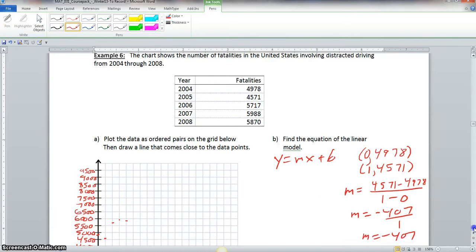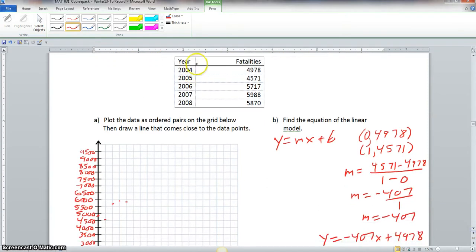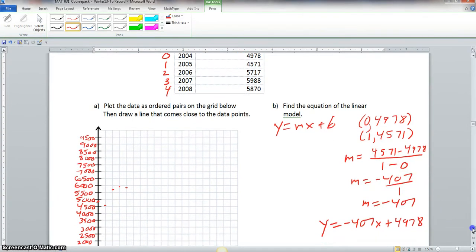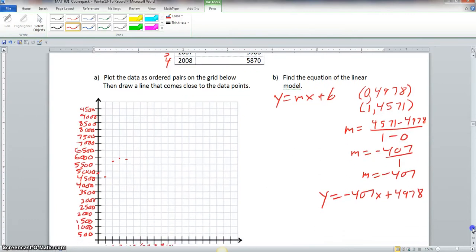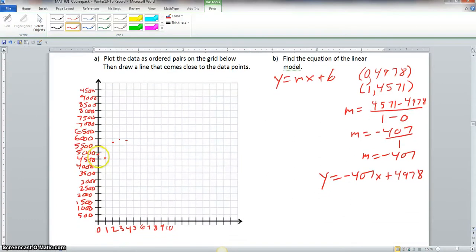Okay, now what I did was this here. Since we started from 2004 to 2008, I made 2004 0, 2005 1, 2006 2, 2007 3, and 2008 4. To me, that makes it a little easier because we know we're starting with 2004. So I plotted all of the points right here. And what I have to do is draw a line that best fits here. So from here, it'll be about here. I did not have a straight edge, so this is about the direction of the line here.